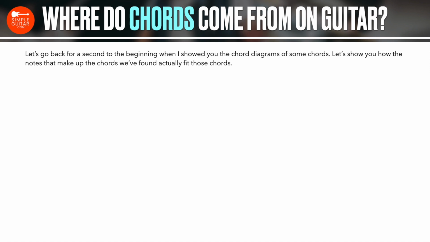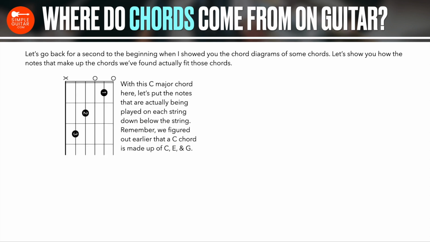Let's go back for a second to the beginning when I showed you the chord diagrams of some chords, and let's show you how the notes that make up the chords we found actually fit those chords. So with this C major chord here, let's put the notes that are actually being played on each string down below the string. Remember, we figured out earlier that a C major chord is made up of C, E, and G. So these are the notes that you're playing.